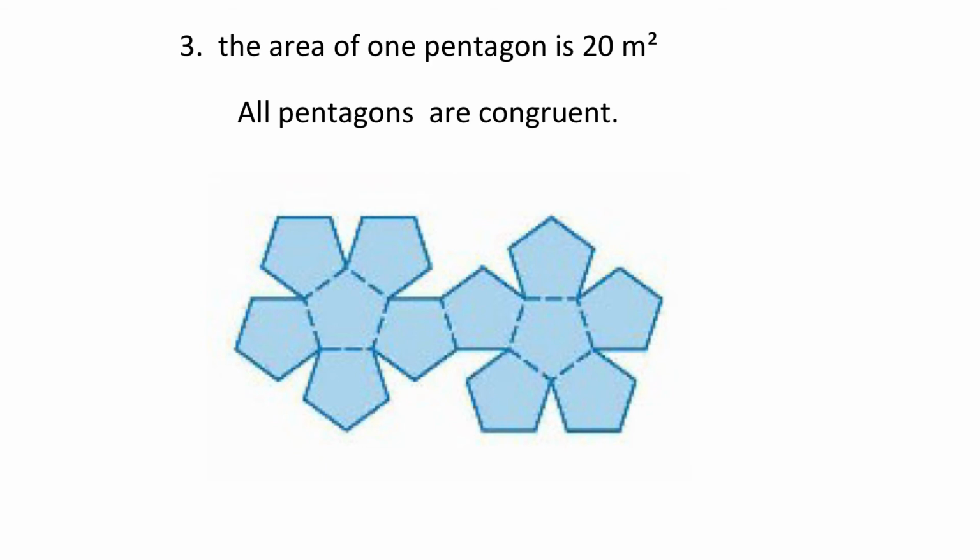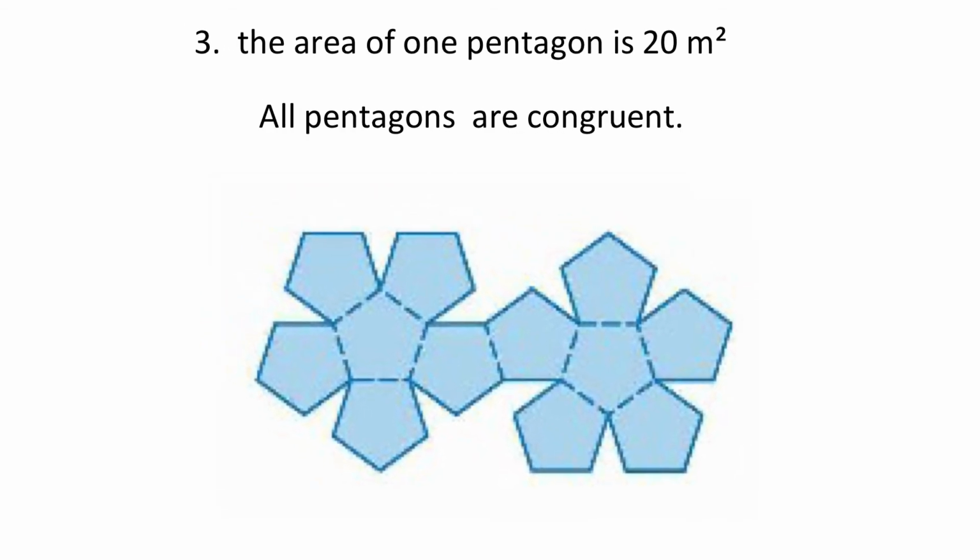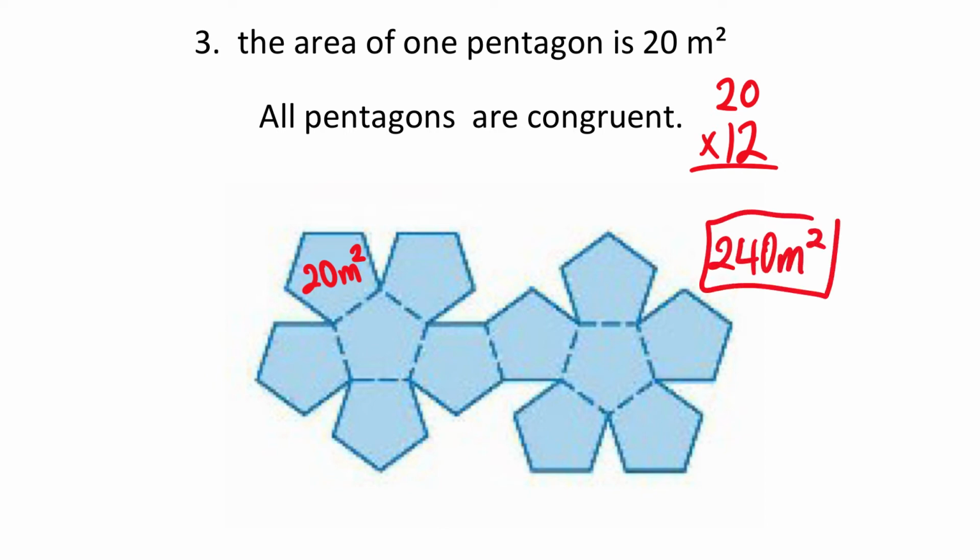Anyways, that doesn't matter. The point of this is it tells us that the area of one of them is 20 square meters. So for every one of these, it's an area of 20 square meters. So this one's very simple because they've given us the area. So all we have to do is basically count how many of those there are. How many are there? 12. Yeah, there's 12 of them. Each of them is 20. So what's going to be the total area of that thing? Okay, 240 square meters.